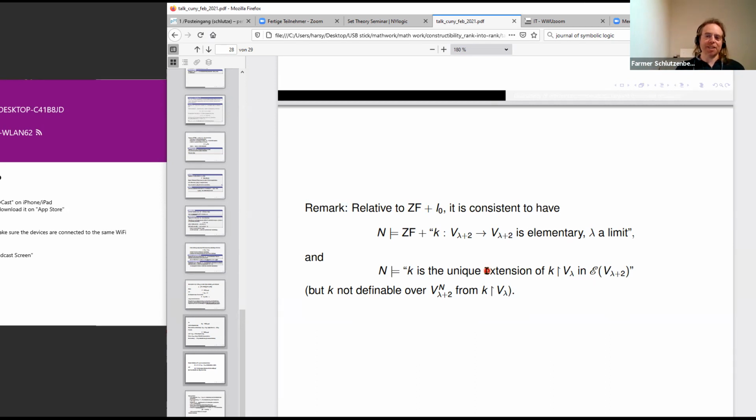But there you're just adding elementary embeddings as well. So there are canonical elementary embeddings that you're adding to the model.